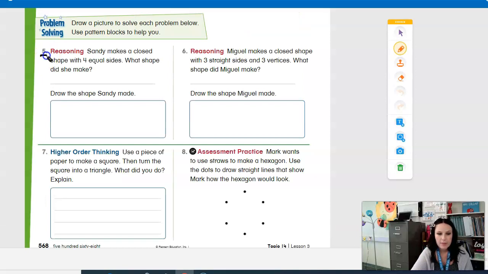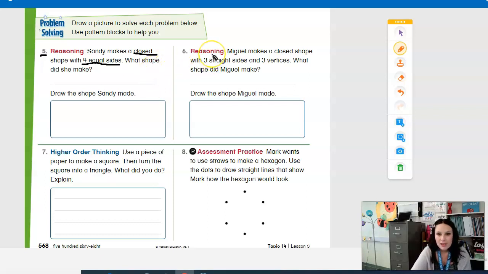Number 5. So this question says, Sandy makes a closed shape with 4 equal sides. What shape did she make? So it wants you to draw the shape down here for what shape Sandy made. It told us it has 4 equal sides and it's a closed shape, meaning there's no way to get into this shape. It's completely closed.